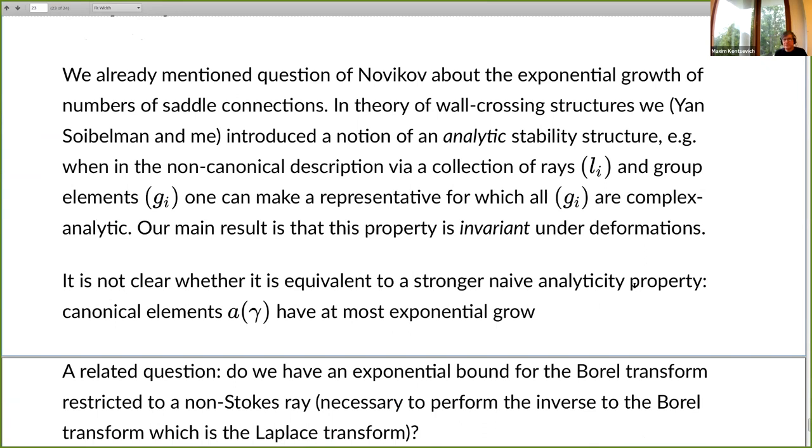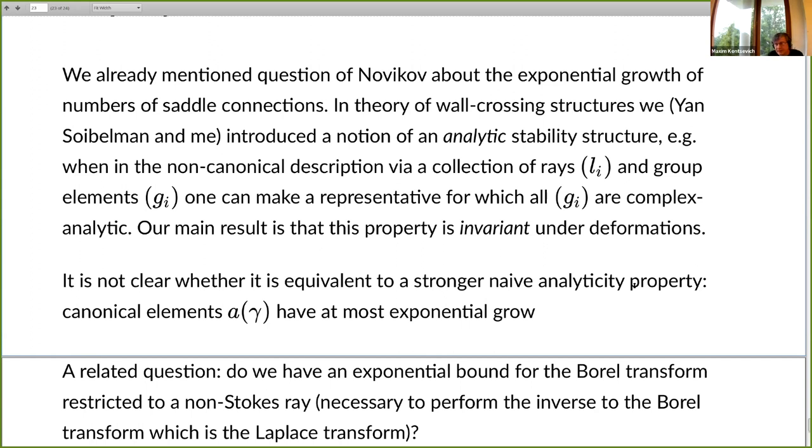And maybe I'll just finish with a couple of words on analyticity issues. This was a question by Novikov in the original story about the exponential growth of the number of saddle connections. That's a difficult question in dynamical systems, and the reason is that a saddle connection can spend too long a time near other critical points, and there's no way to control it. In the theory of stability structures, Yan and I introduced about a year ago the notion of analytic stability structure. The simplest way to say it is using a non-canonical description in terms of group elements: there is a representation where the group elements are analytic transformations. And it's a tricky geometric result that this property is invariant under continuous deformations.